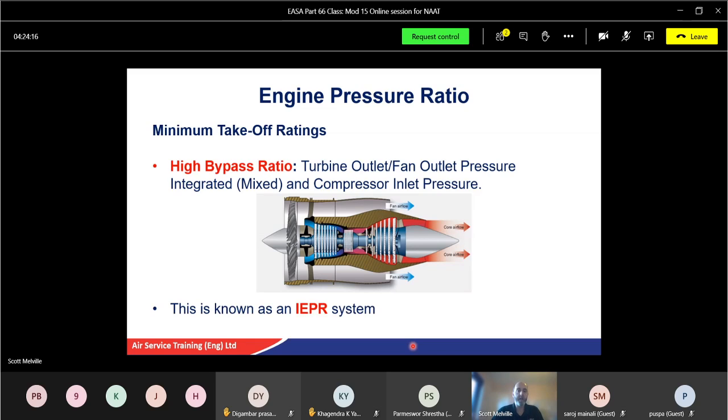It's still EPR, it's still exhaust pressure over intake pressure, but we've got two, in effect, exhaust pressures, the cold stream exhaust pressure and the hot stream exhaust pressure. So mix them together, that makes one exhaust pressure, and we put it over intake as we did for standard EPR, but this time we've now got an integrated EPR system. Okay, so pretty much the same thing, but more specific to a high bypass engine. So, integrated engine pressure ratio.